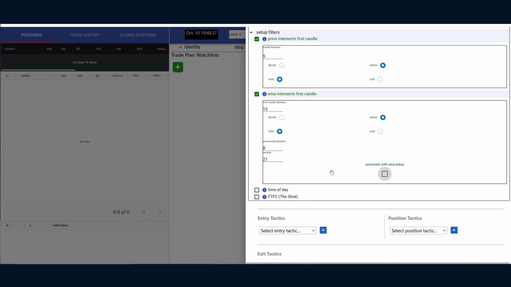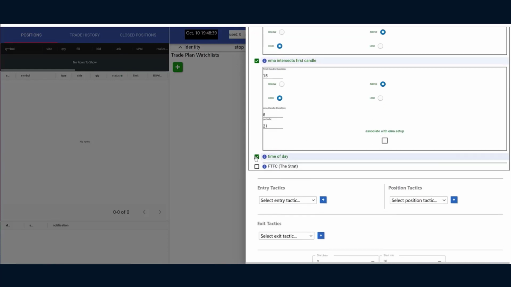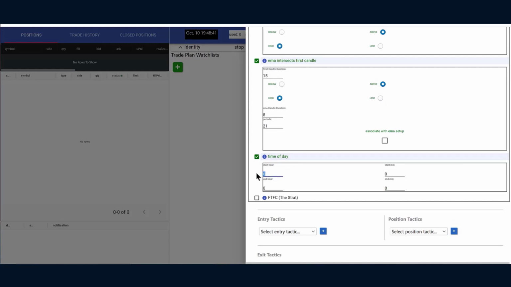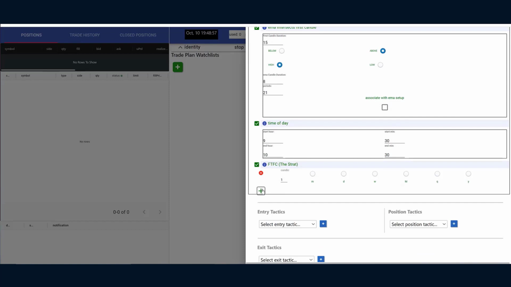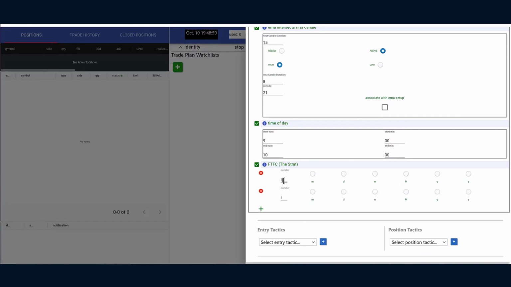You can also filter by time of day. Many traders are aware that there are certain periods that are favorable to trade, while others are not. You can specify a start time and stop time for your trade plans, and setups that occur outside of that time period will not be traded. As we mentioned earlier, we also have a full time frame continuity filter, based on Rob Smith's strat. Your setup will only trigger if the time frames that you specify agree with the direction of the setup.